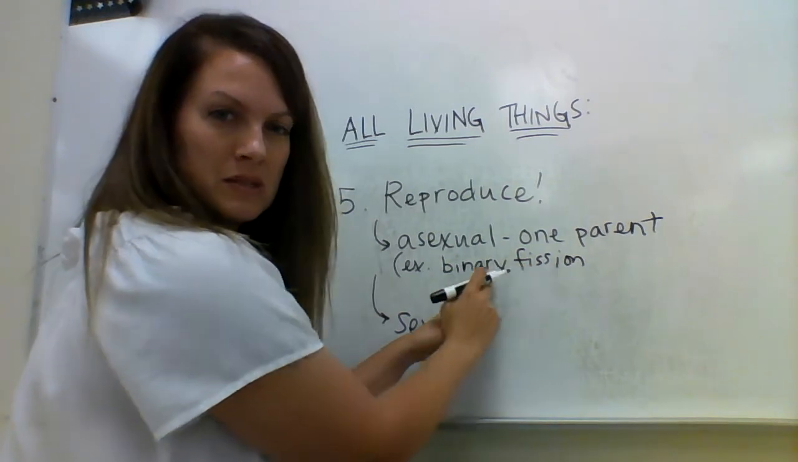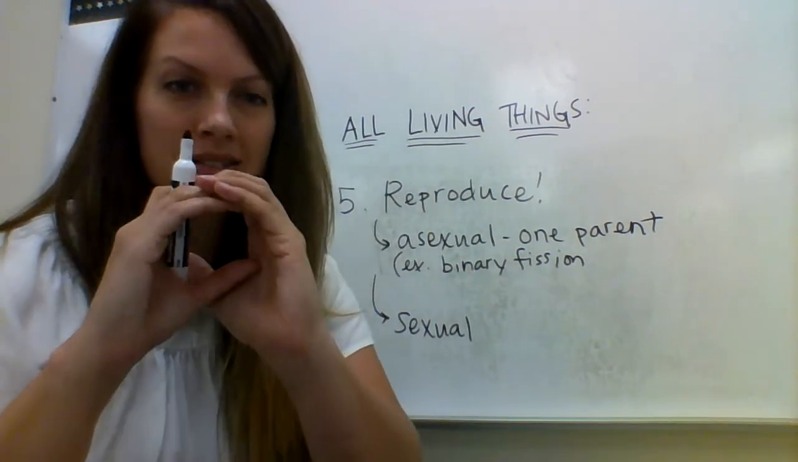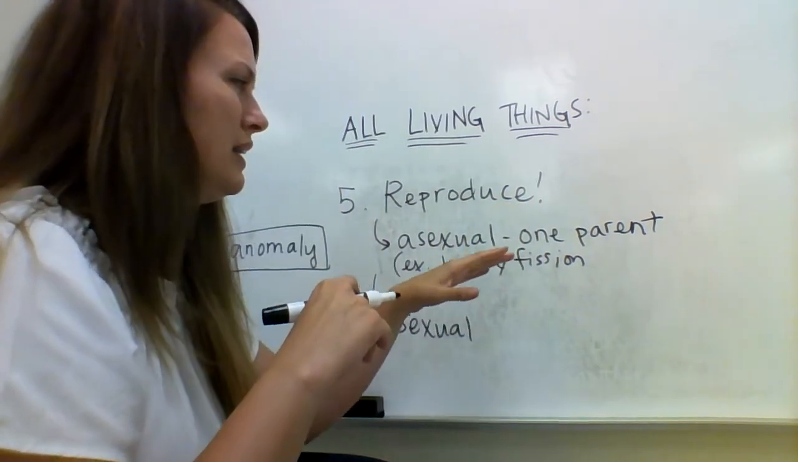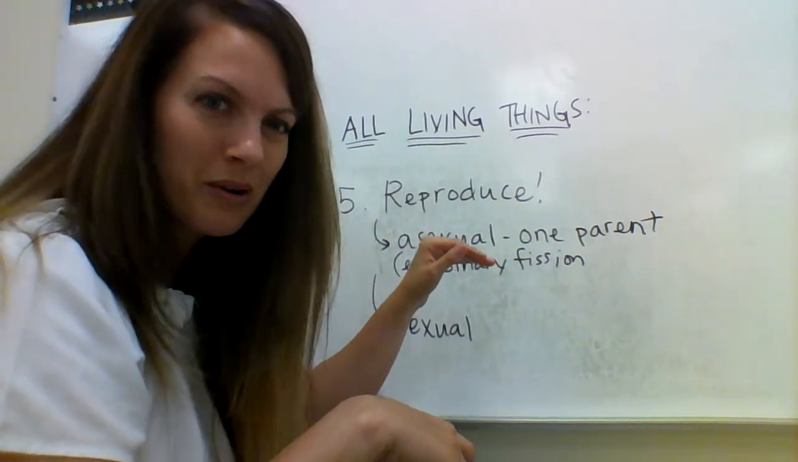That just means splitting into two. The yeast grows and then splits in half. Right? Pretty simple. Asexual reproduction can actually get really complex.